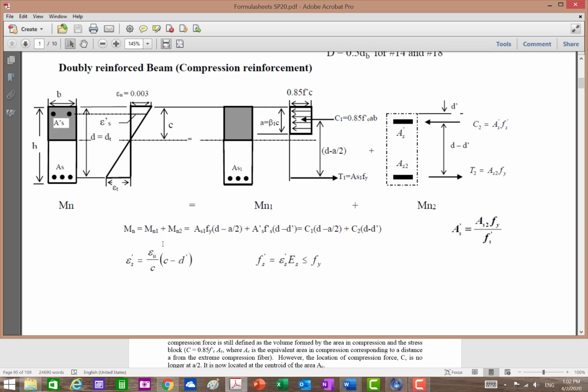Then we subtract that from the actual M sub n. That gives you the difference. The difference needs to be carried by the compression steel and more tension steel, and these two have to be in equilibrium, so that gives you this formula. Notice here is the formula for epsilon prime s, and here is the formula for f prime s. So this one is the first step, and this is the second step.